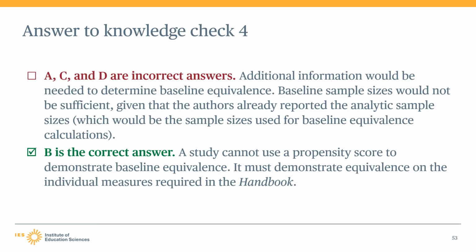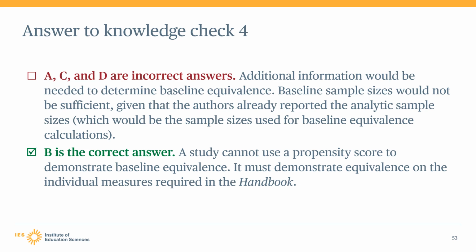The correct answer is B. The study uses propensity score matching, a non-random process to form distinct intervention and comparison groups. Therefore, the study uses a quasi-experimental design and must satisfy the baseline equivalence standard in order to meet WWC standards. A study cannot use a propensity score to demonstrate baseline equivalence. Rather, baseline equivalence must be demonstrated on the individual baseline measures that are specified in the handbook.